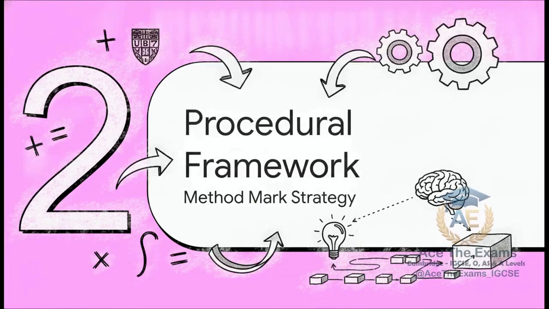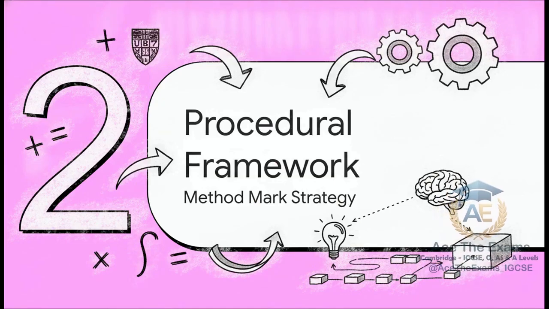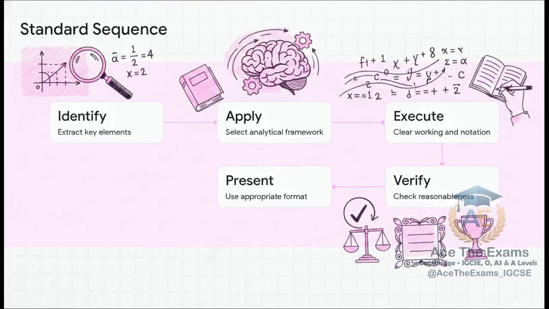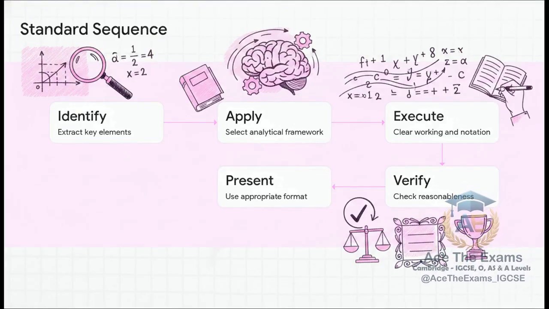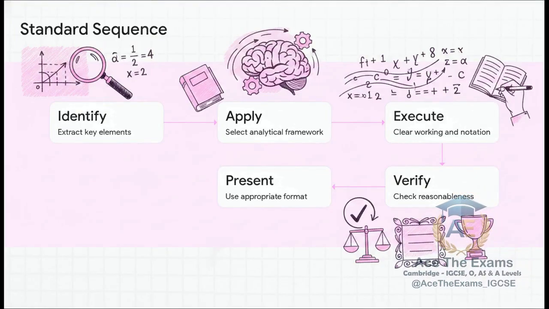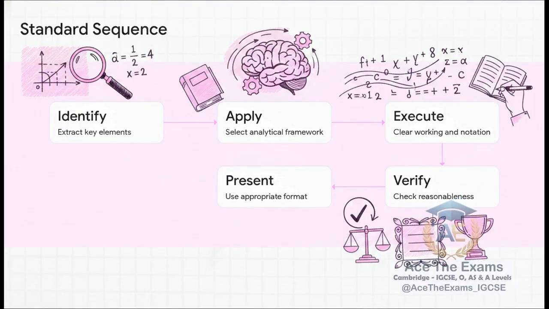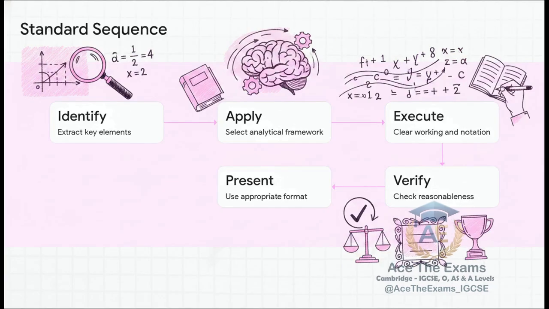Moving on to Section 2, the procedural framework. This is where we activate what I call the method mark strategy. Cambridge actively rewards the systematic process of your math over simply landing on the final product. Getting the right answer is great, but the journey matters more. This builds a standardized sequence for tackling literally any partial fraction problem.